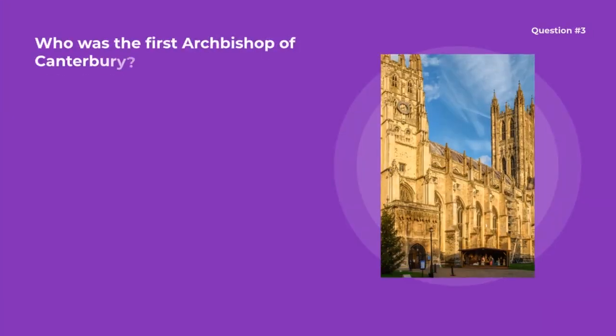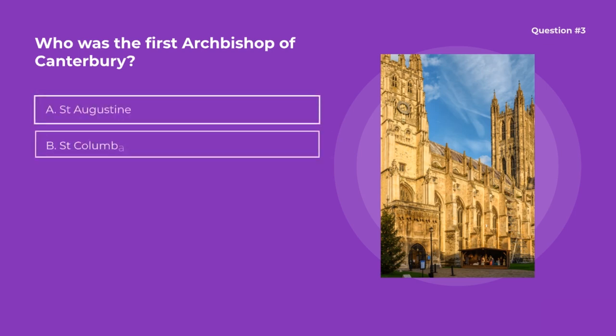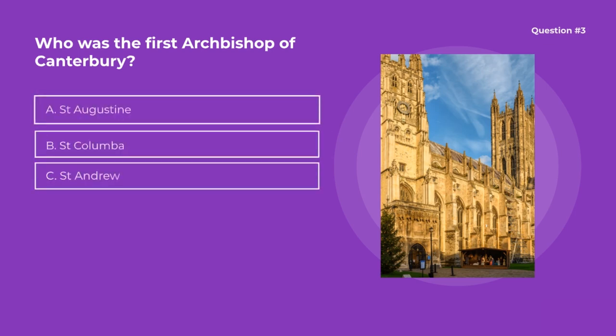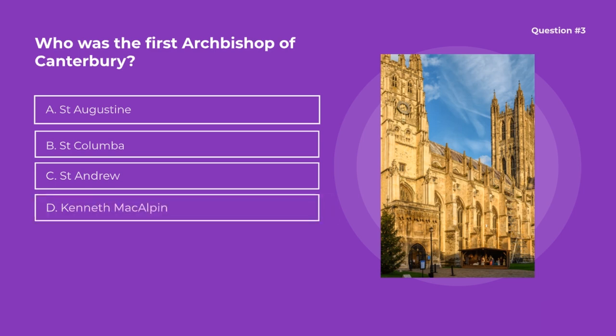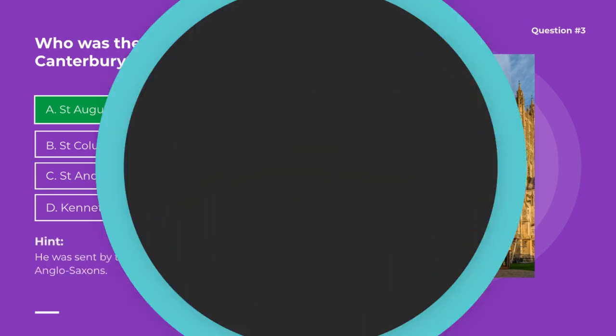Question number 3. Who was the first Archbishop of Canterbury? Options are A. St. Augustine, B. St. Columba, C. St. Andrew, D. Kenneth MacAlpin. Correct option is A. St. Augustine. He was sent by the Pope in 597 AD to convert the Anglo-Saxons.